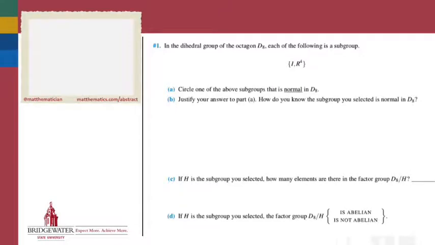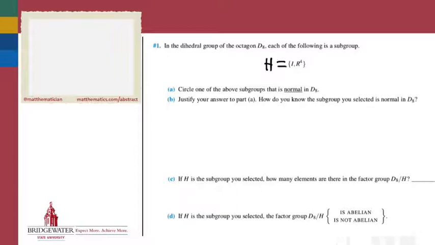So the first group had the question: if we look at the subgroup {I, R^4} inside of D8, that's a normal subgroup. And I was interested in hearing your group talk about the factor group, D8 mod H, for this subgroup H. So Hart's group, tell me about your process.